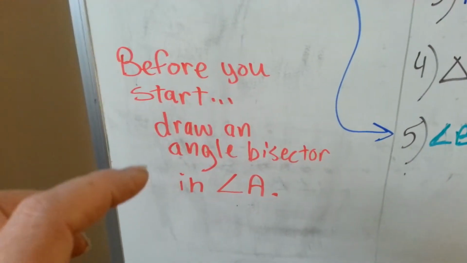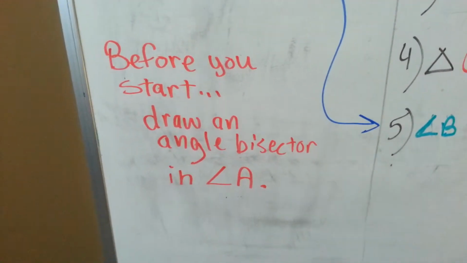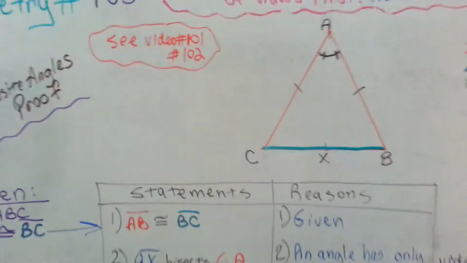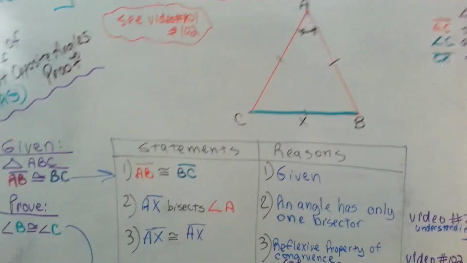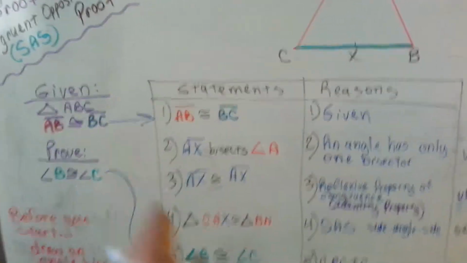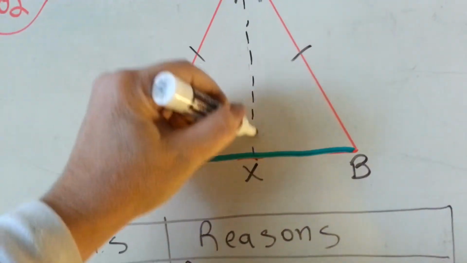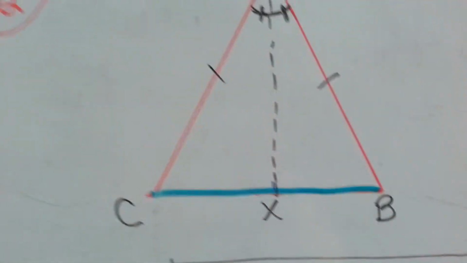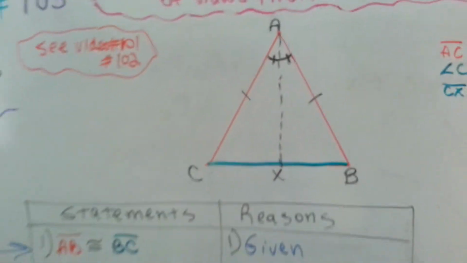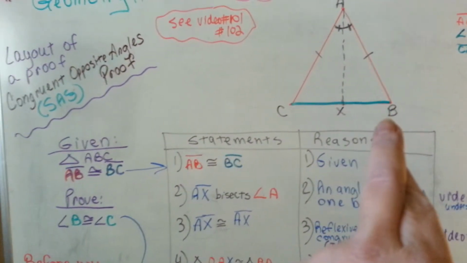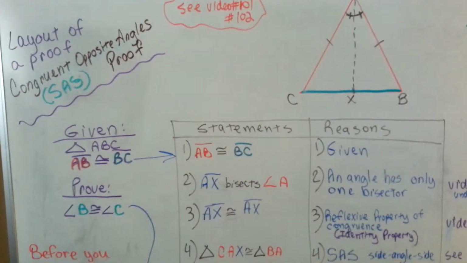Now, before we start, we have to draw an angle bisector in angle A. Go figure. Sometimes, when you're doing a proof and you have a drawing of a triangle, you have to prove something, and you have to be smart enough to know that what it's missing is an angle bisector. Now it makes sense that I've got this here. By drawing that angle bisector, it's going to make it very easy to prove that these two angles are the same because of SAS.